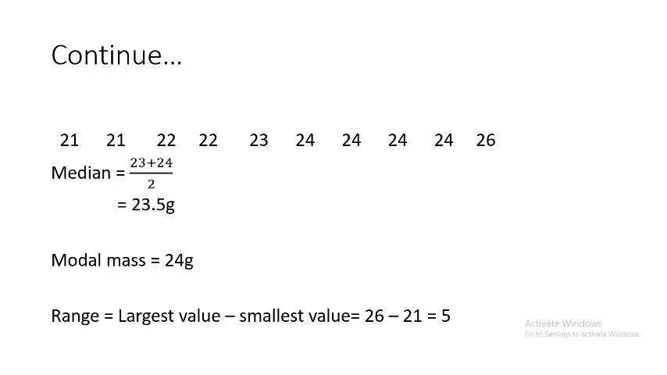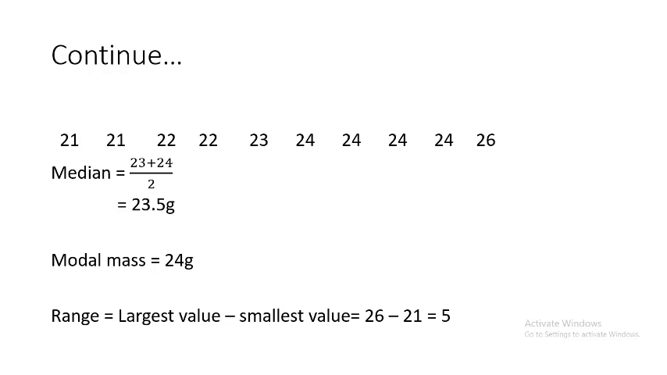As I said, sometimes we can find two middle values. So what we should do is add them and then divide by 2 to find the single value. If we check, we have two middle values. So we are going to divide by 2. The answer is 23.5 grams. That is the median of this particular data.